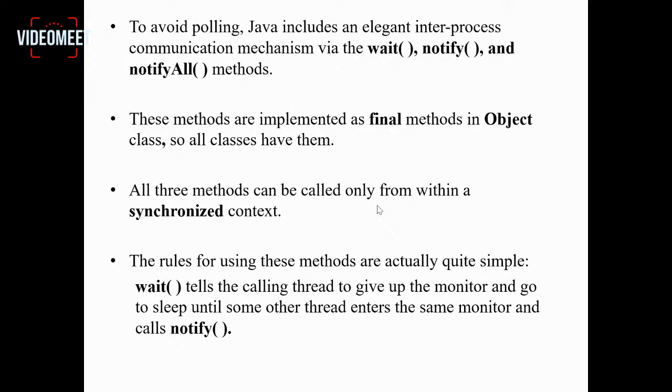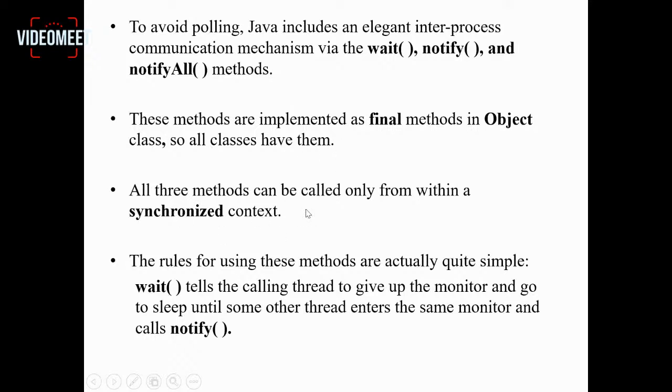It is a superclass for all the other classes. Any class you take, even a class you define on your own in your program, will automatically become a subclass of Object. So that's why we call Object a superclass for all the classes, right? Any class will have these methods. You can directly use them because it is a superclass for all the classes. These methods are implemented as final methods in the Object class, so all classes have them.